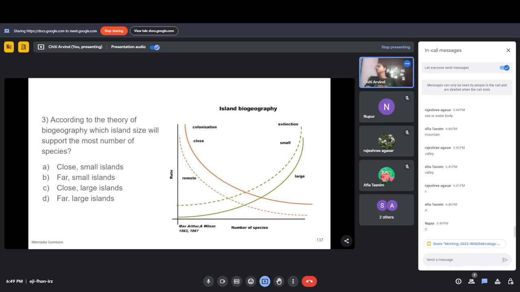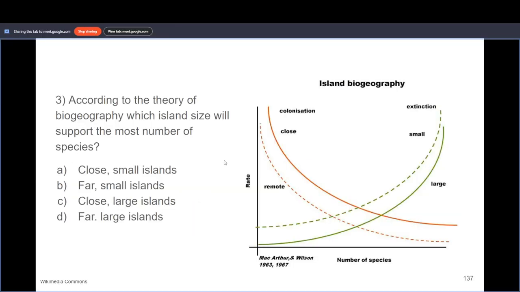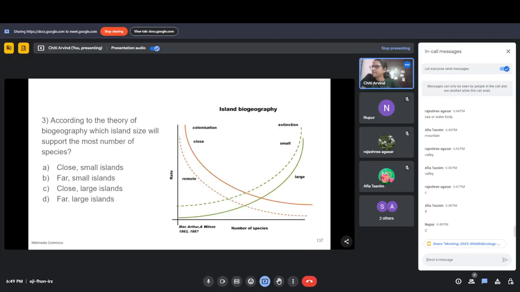Okay, so let's try and look at this graph first and try to understand what this graph is telling us. Can someone explain this graph to me? What are the two main factors that we are looking at in this graph? So on the x-axis, we have number of species, from low to high. Basically, as you move from left to right, the number of species increases.